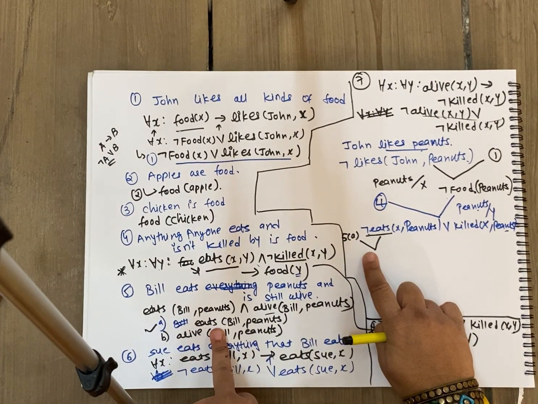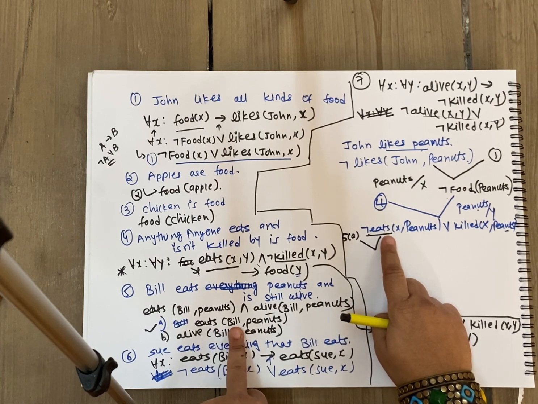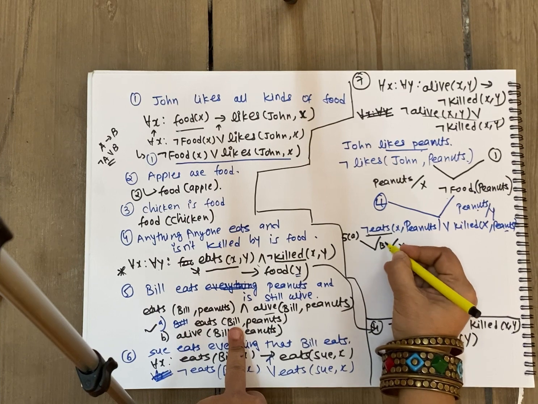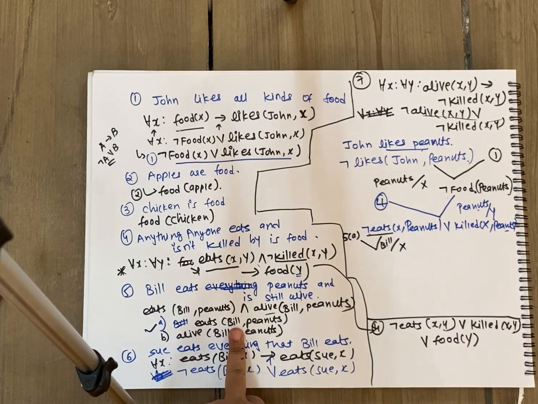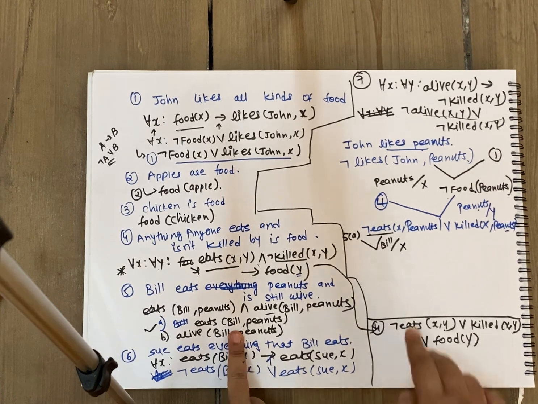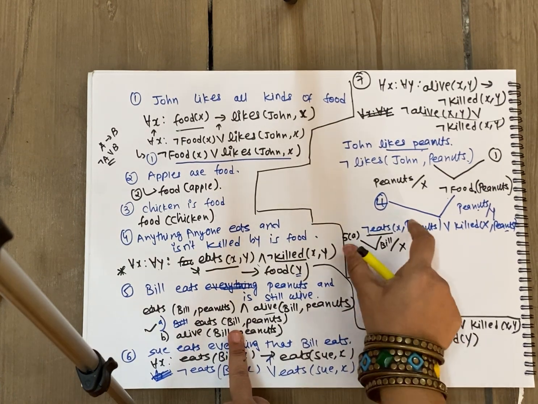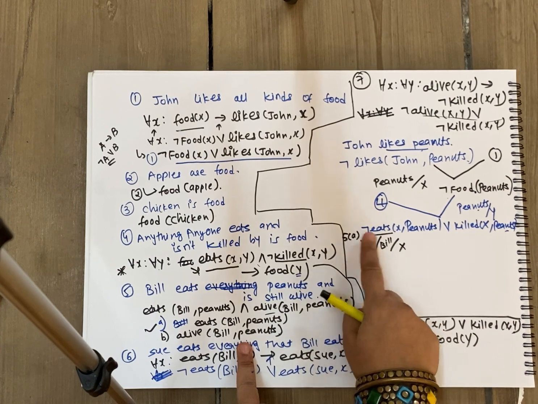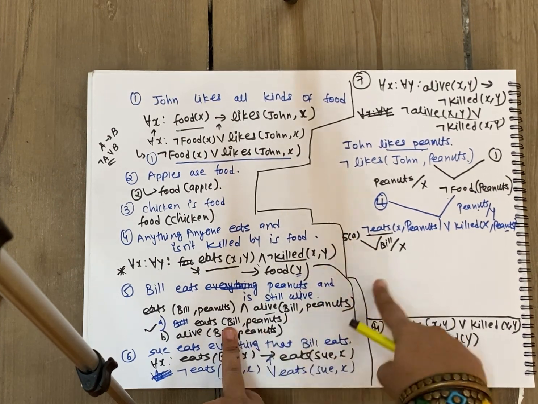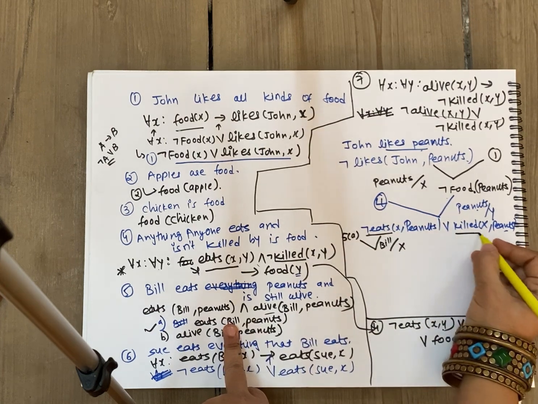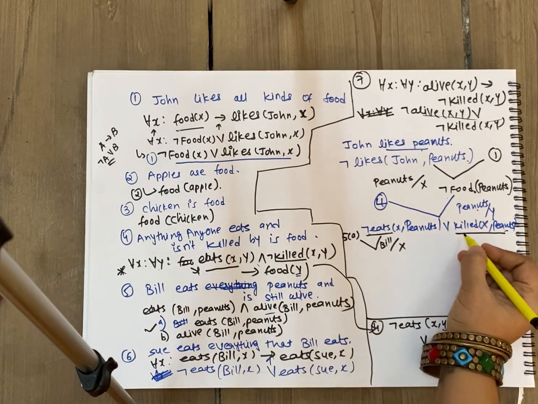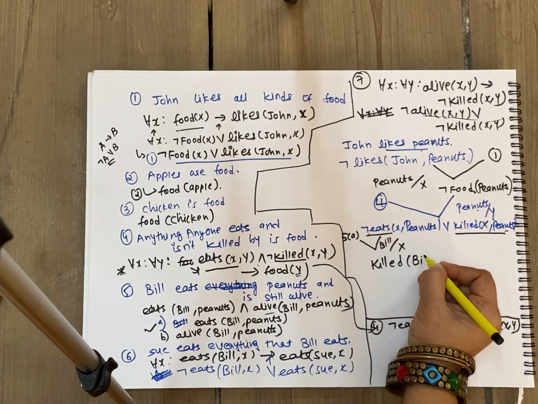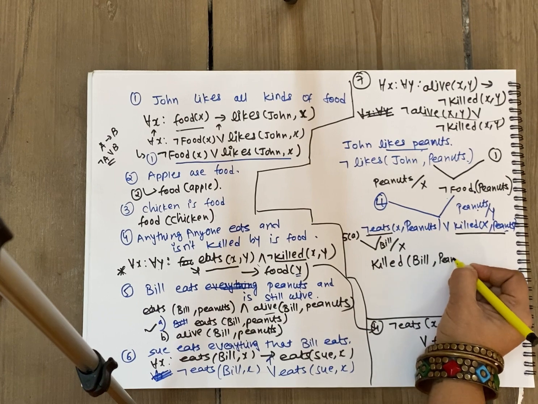They are unifiable such that eats will be cancelled out, and the first argument x should be replaced by the value bill. See, peanuts, they are matching. So they will be returning nil, but the value of x will be replaced by bill. Now eats and not eats are cancelled out. So you won't have any resolvent from the first parent clause, that is the second parent clause. But what is remaining over here? This. So in the resolvent you will have killed, the value of x is bill, and peanuts.